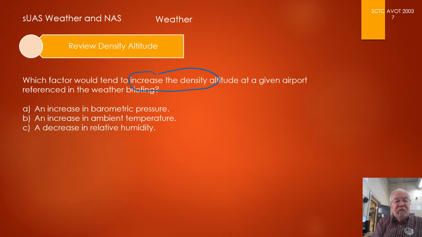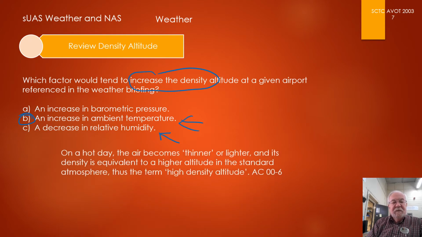A decrease in relative humidity? Actually, we've talked about that before, but relative humidity is a factor. The higher the relative humidity, the less thin, so a reduction would actually decrease it. So it's got to be B, increase in ambient temperature. And that actually is pretty obvious. The warmer it is, the higher the density altitude. Hot day, air becomes thinner and lighter, and its density is equivalent to a higher altitude in the standard atmosphere. Thus the term high density altitude. And that's from the Weather Advisory Circular, AC 00-6.